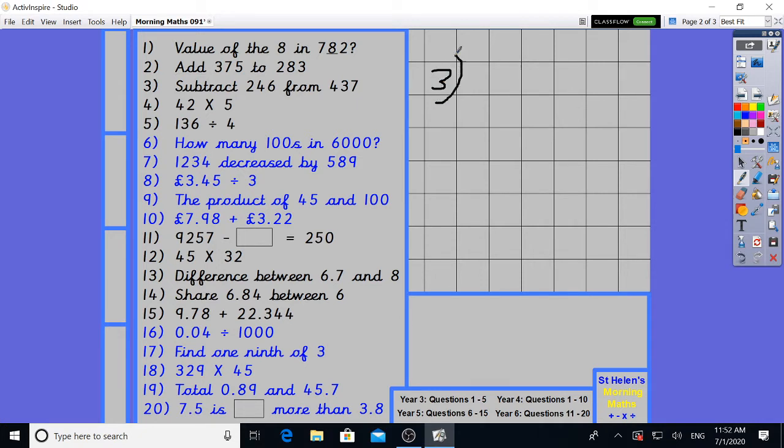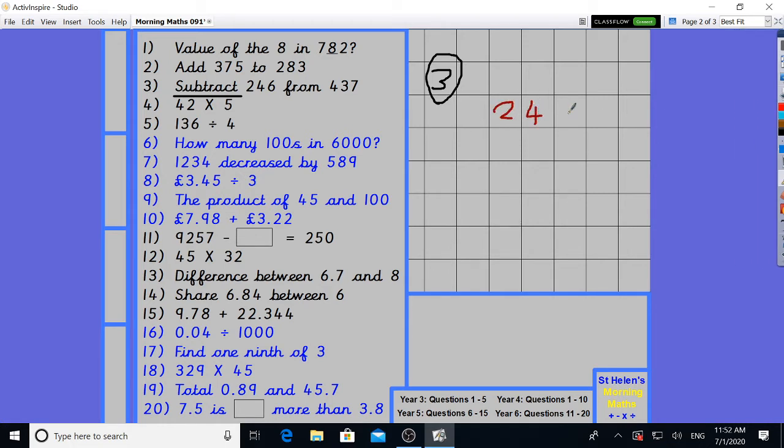Subtract means take away, doesn't it? It means minus. Subtract means minus. 246. I wonder why I'm doing this in red. Do you know why I'm doing this in red? There's a reason. Subtract 246 from 437. Hopefully you're seeing that I've done it in red because I've done it incorrectly.